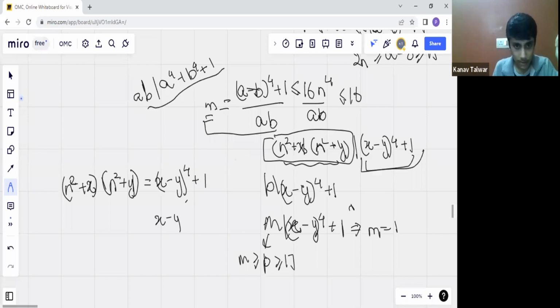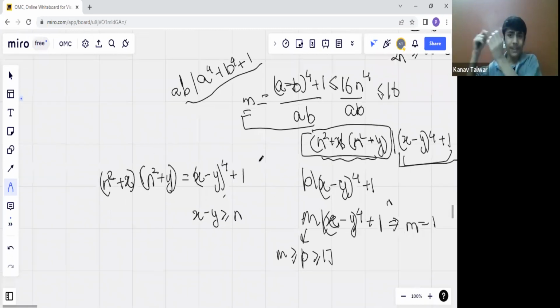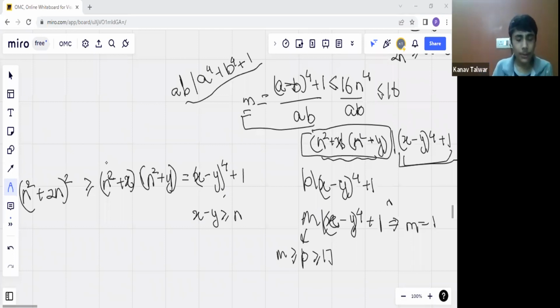Remember, we had x minus y is at least n, right? And now we'll just bound. It does seem that x minus y is much smaller than the left-hand side, right? So we know that x and y are at most 2n, so this is at most this. Right? So we must have that. Also, we can put a strict inequality just because n squared plus x and n squared plus y have GCD 1. So both can't be 2n.